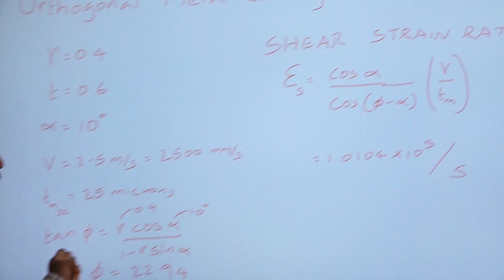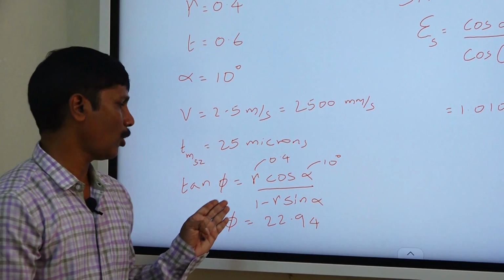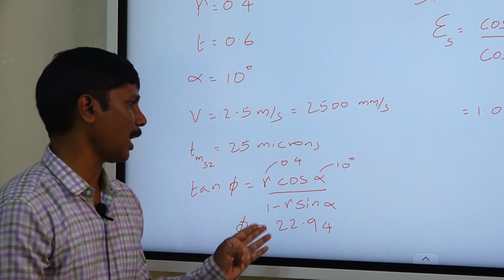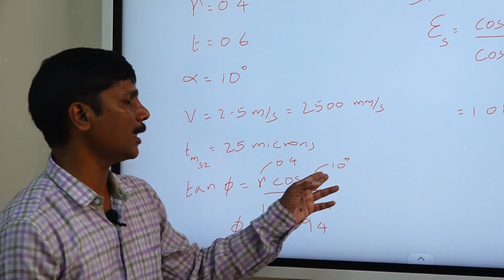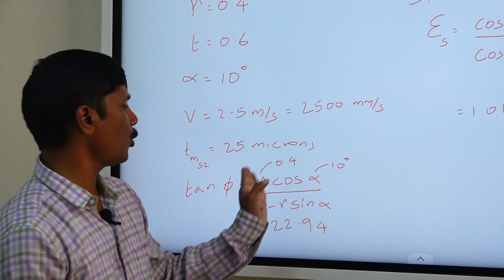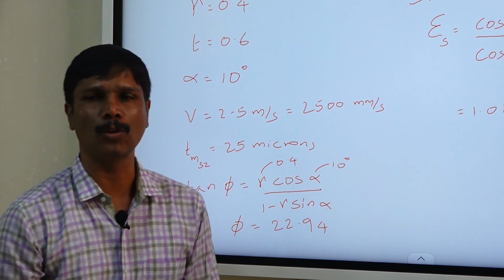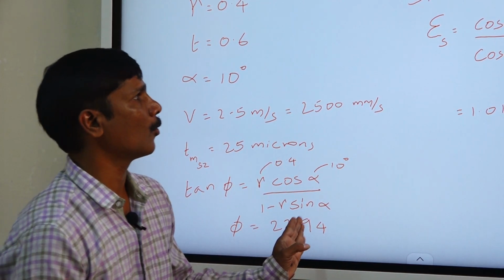The shear angle formula is tan phi equal to R cos alpha divided by 1 minus R sin alpha. We know the value of R, that is equal to 0.4. We know the value of alpha, that is equal to 10 degree. When you substitute these values, you get phi equal to 22.94.